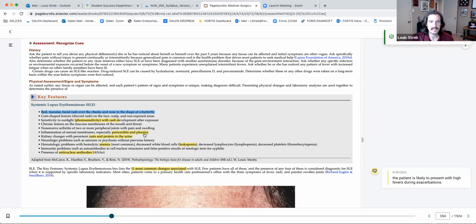Pericarditis, pleurisy. We start thinking about the inflammatory effect around the heart, and then the fluid that starts to fill the heart around it. Kidney changes. You might see casts and protein in the urine. These are signs and symptoms that there's some kidney damage. We're looking for anemia. It's most common. We're looking for leukopenia, the decreased white blood cell count. It's just the way the body starts doing this thing. And then the presence of anti-nuclear antibodies.